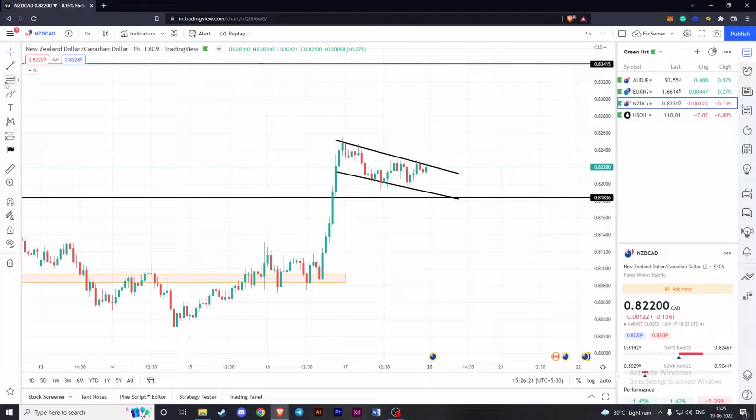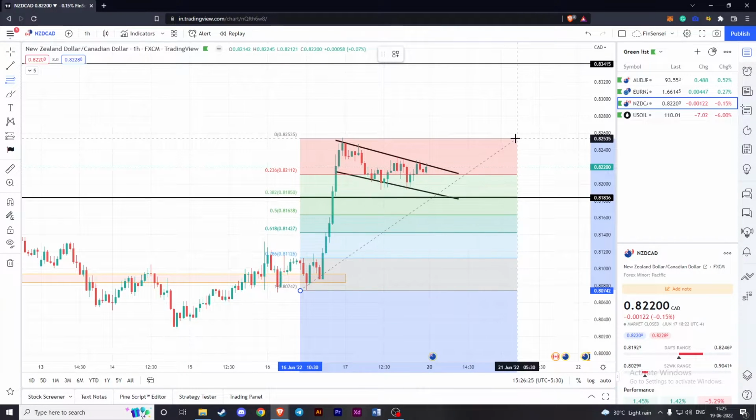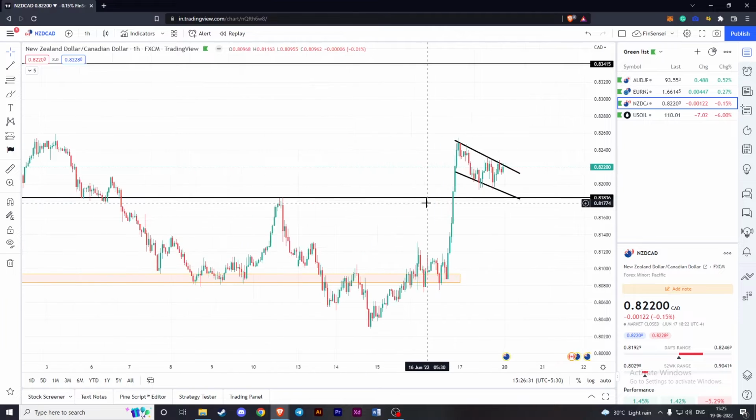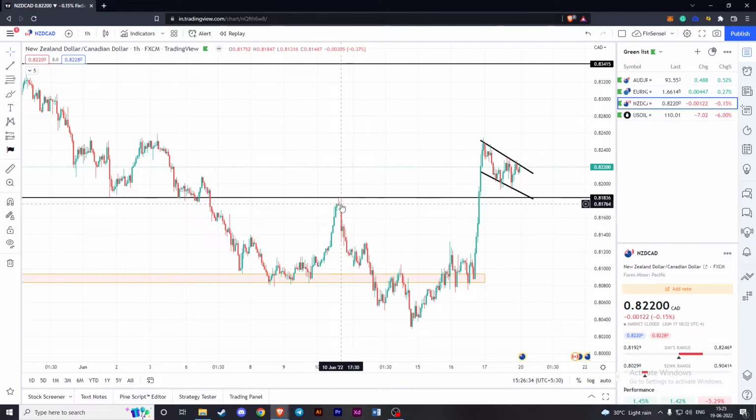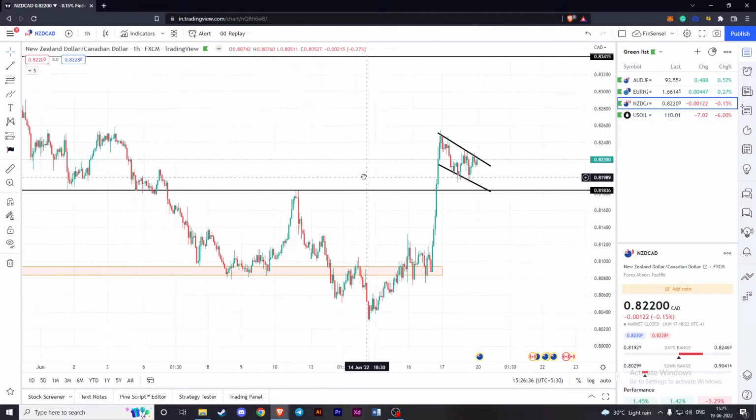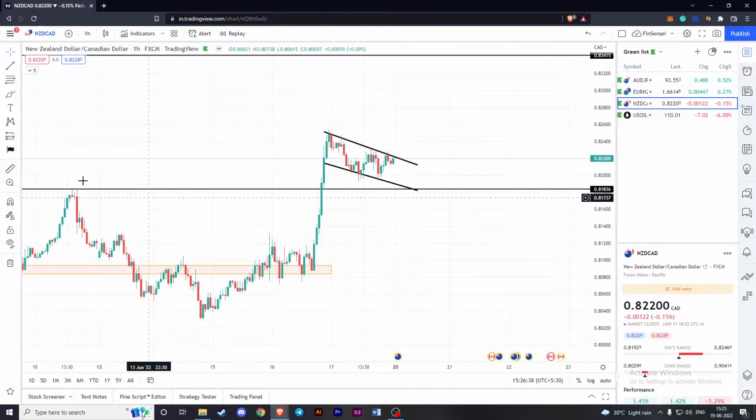To confirm this, if we put some Fibonacci from the last low to the high, we can see that the 38.2% rejection is right here. Also, the 38.2% level coincides with the support zone, from the last support zone. Now we can have two things right here.